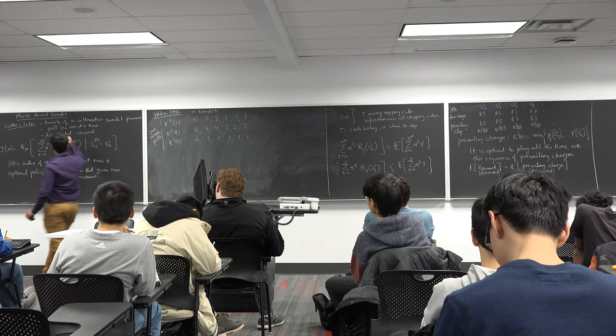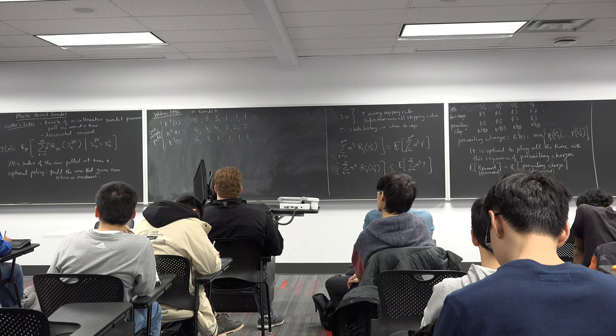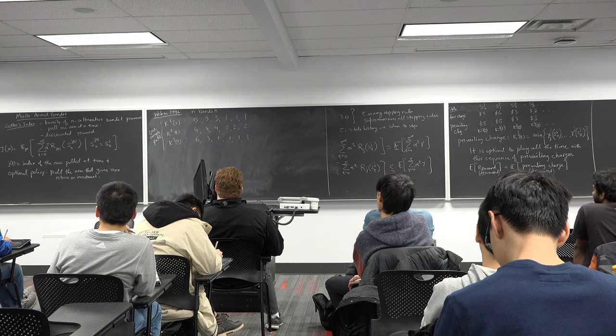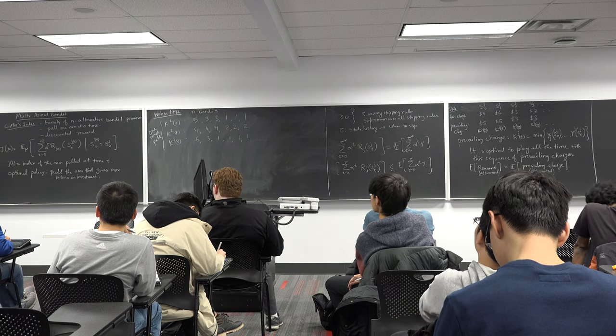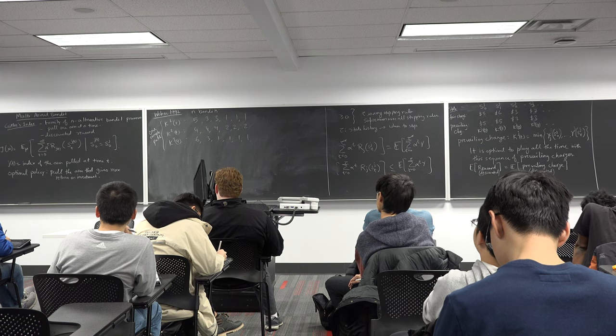And you can only pull one arm at a time. You can only pick one of these bandits and play. And then you can stop playing that bandit and you can move on to some other bandit. So how will you pick which bandit to begin with?